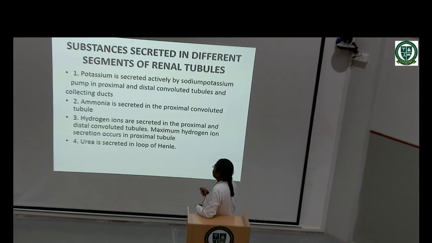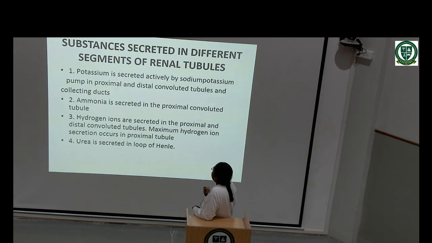The potassium ion is secreted actively by the sodium potassium pump in the proximal and distal convoluted tubule and collecting ducts. Second, ammonia is secreted in the proximal convoluted tubule. Hydrogen ions are secreted in the proximal and distal convoluted tubules. Maximum hydrogen ion secretion occurs in the proximal tubule. Fourth is urea, which is secreted in the loop of Henle.